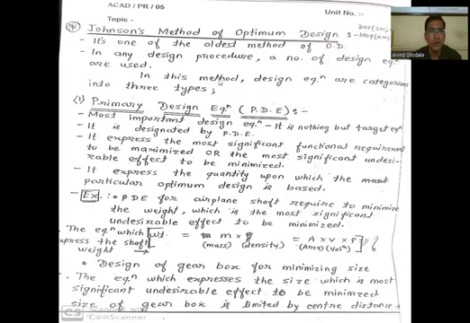It is one of the oldest methods of optimum design. In any design procedure, a number of design equations are used. In Johnson's method, design equations are categorized into 3 types.